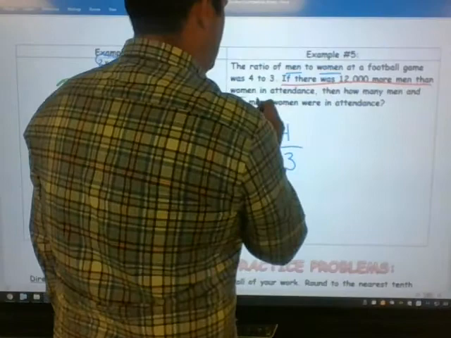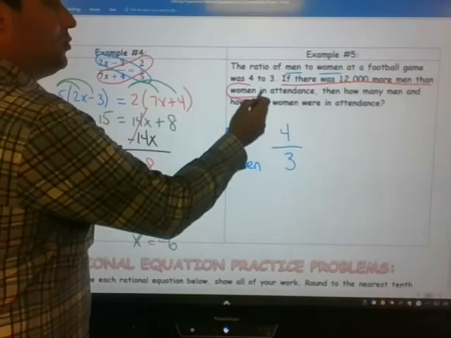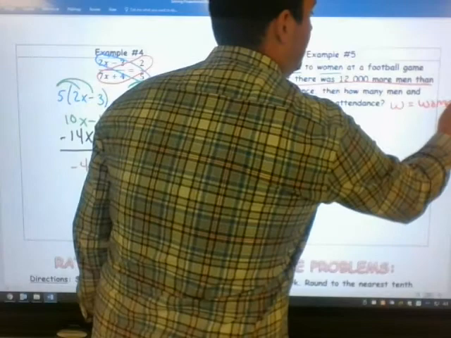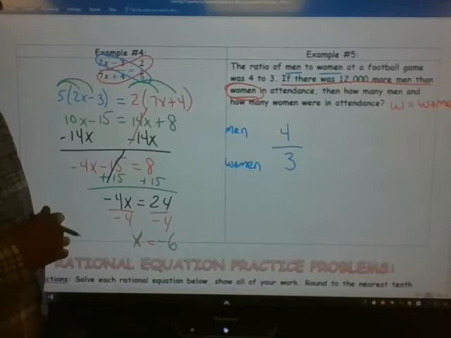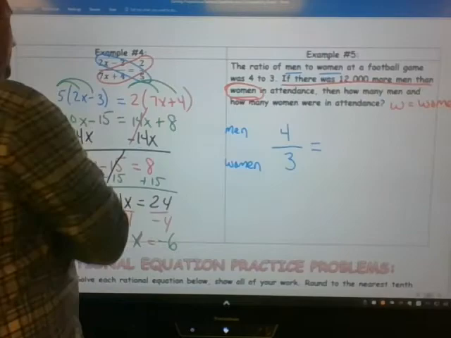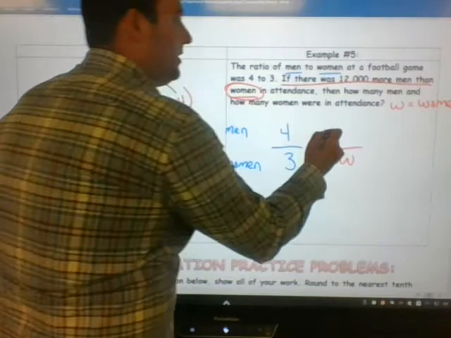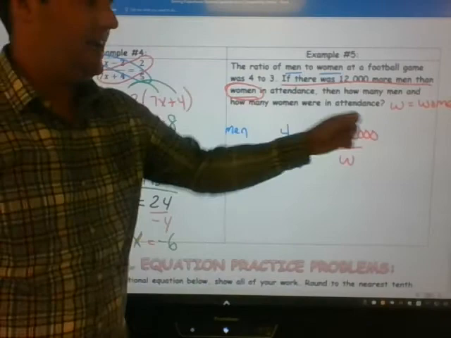If you look at this line right here, you realize that when they say there's 12,000 more men than women, they're comparing to women. So I'm going to use the letter W for women. You don't have to use W as your variable. You could use X or some other variable. For me, it helps to associate W with women in this problem. Okay? So out of every 4 men, there's 3 women. They're telling me that when you compare to women, there'll be 12,000 more men. So I take the amount of women and I add the 12,000 additional men.